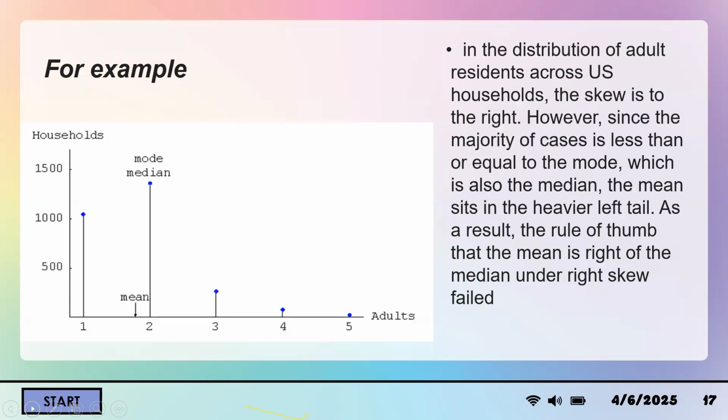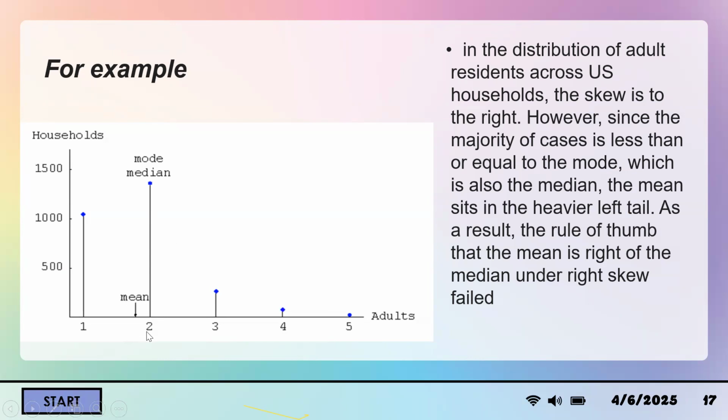So, for a simple example, if we have a skewed distribution, then we will draw a curve here. In the distribution of adult residents across US households, the skewness of the distribution would be toward the right. However, since the majority of cases is less than or equal to the mode, it is basically 1500 or less. I guess it would be around 1200, which is also the median. So the mean sits in the heavier left tail, as you can see.